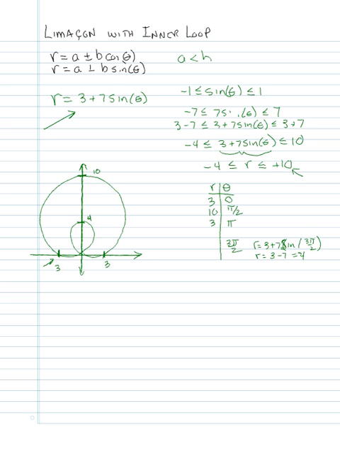Well, the size of that inner loop depends on how much difference there is between A and B. Obviously, the difference between A and B here was 4, so we ended up with a 3 minus 7, which gave us a -4. So that inner loop was quite a ways inside. On our next example, in fact, I'll draw a couple more examples here just to get us used to this, and I'll do that on the next page. But the difference between the A and B will tell us how deep that inner loop is into the limacon.